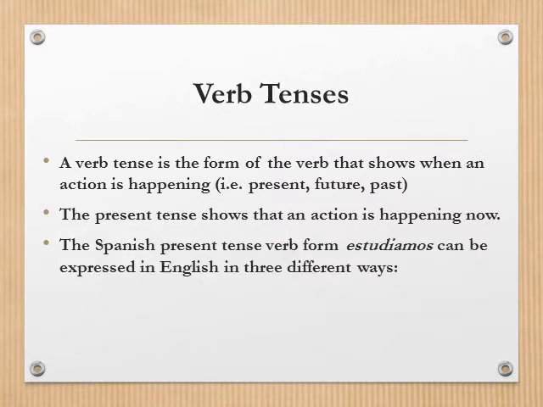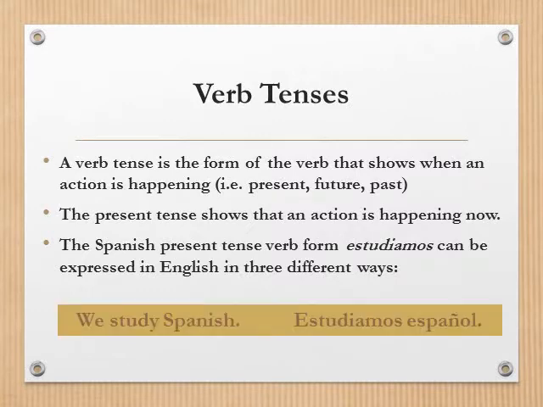In Spanish, the present tense verb form estudiamos can be expressed in English in 3 different ways. So there's one word in Spanish that means 3 different things in English, okay? So we have we study, we are studying, and we do study. Now, again, this is one word that can mean all those 3 things. Estudiamos, okay? So if we take a look at these 2 sentences, study and estudiamos are present tense verbs. Okay? All right, moving on.